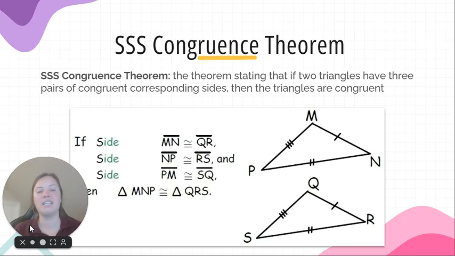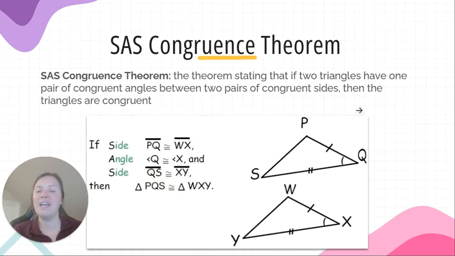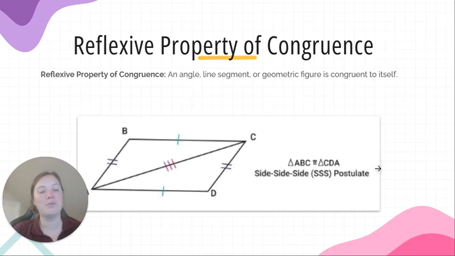Up next, we've got some information that should look pretty familiar. First, we have the side-side-side congruence theorem, which says if we have three sets of corresponding and congruent sides, our triangles are congruent. Next, we have the side-angle-side congruence theorem, which says if we have a side and then immediately after that an angle and then immediately after that another side, our two triangles are congruent.